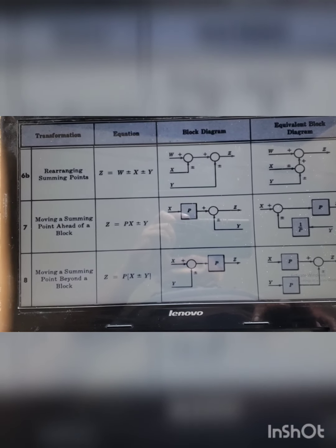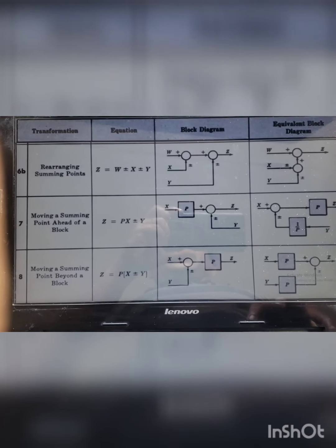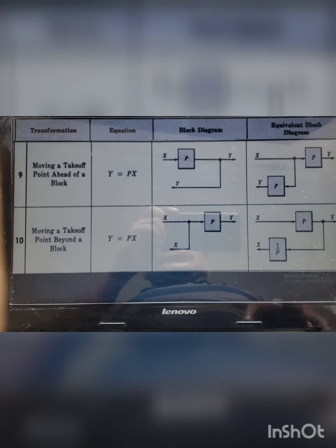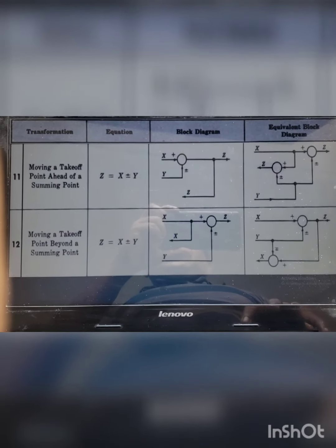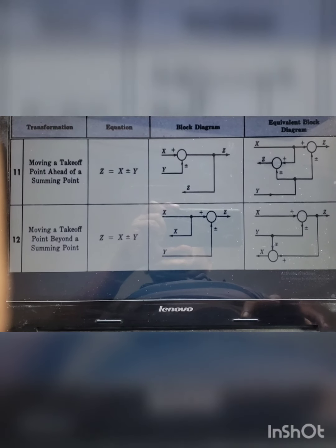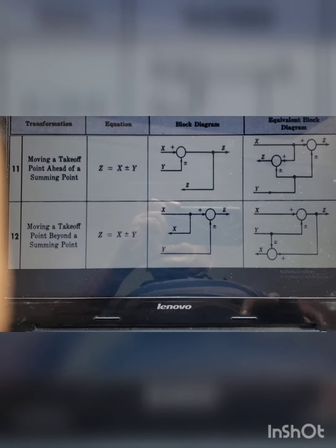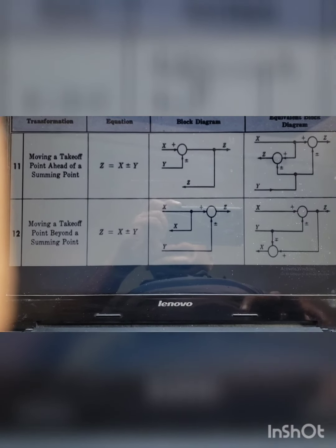If you cross check, the numbers are given on the left hand side. In the next problem I am going to use those particular numbers for solving this complicated problem. I request you to go through all these transformations or equations and how to convert the basic block into the equivalent block. Thank you.